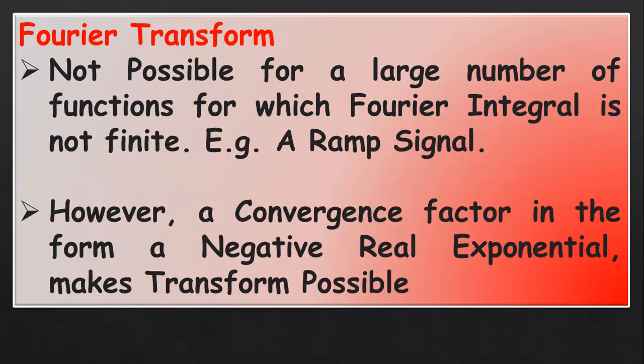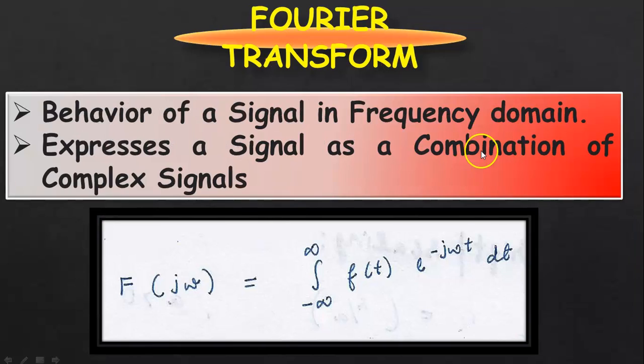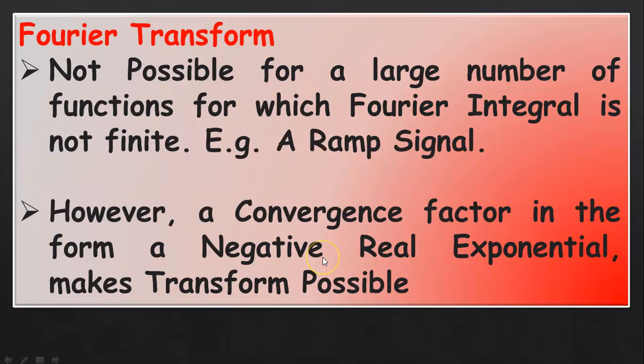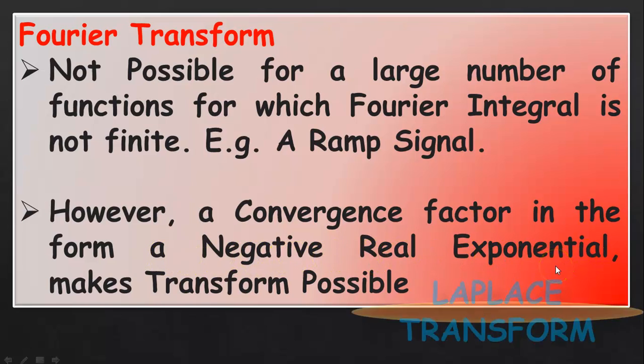The problem with Fourier transform is that it is not possible for a large number of functions for which the Fourier integral is not finite. One very good example is a ramp signal. Now this problem is overcome in most of the functions by introducing a convergence factor, which is basically a negative real exponential. It makes the Fourier transform possible, and the resultant transform is known as Laplace transform.